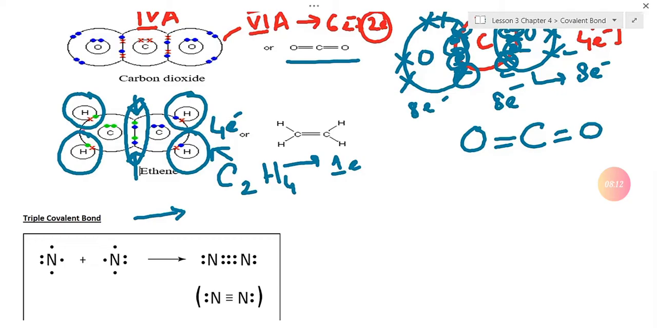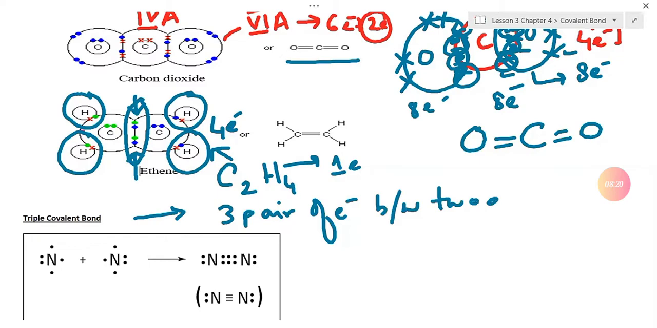Okay, let's talk about triple covalent bond. Triple covalent bond is defined as 3 pairs of electrons shared between 2 atoms. When 3 pairs of electrons are shared between 2 atoms, this is a triple covalent bond. One of the most common examples is bonding between nitrogen and nitrogen, the formation of N2 molecules.